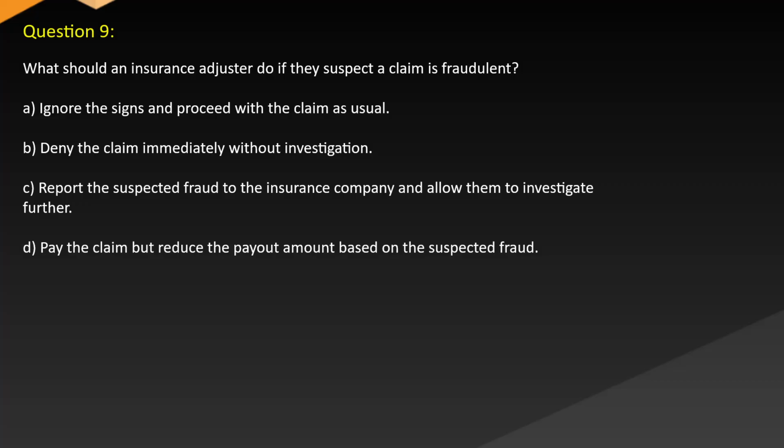Question 9. What should an insurer do if they suspect a claim is fraudulent? A. Ignore the signs and proceed with the claim as usual. B. Deny the claim immediately without investigation. C. Report the suspected fraud to the insurance company and allow them to investigate further. D. Pay the claim but reduce the payout amount based on the suspected fraud.